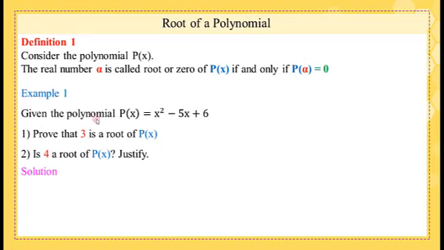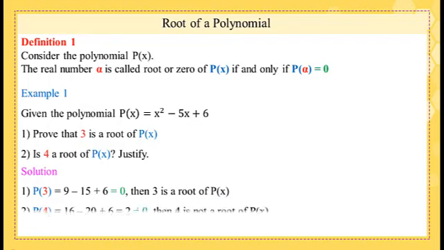Example, given the following polynomial P of X equal x squared minus 5x plus 6. Part 1, prove that 3 is a root of P of X. Part 2, is 4 a root of P of X? Justify. Solution. Part 1, P of 3 equal 9 minus 15 plus 6, which is equal to 0. Then 3 is a root of P of X. While in part 2, P of 4 equals 16 minus 20 plus 6, which is equal to 2, does not equal 0. Then 4 is not a root of P of X.